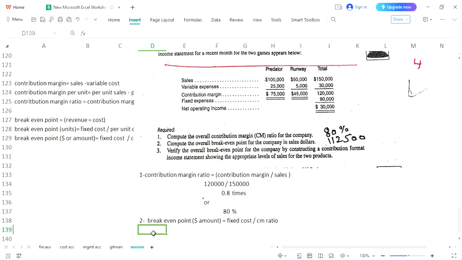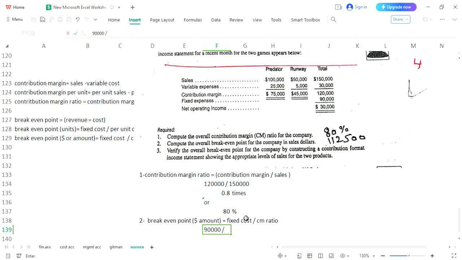As usual, I have told you there are two ways to write contribution margin ratio. The first way is to write it in terms of times. The second way is in percentage. Usually whenever you use this CM ratio in break-even point, you will always be using it in terms of times, not in terms of percentage. Okay. So fixed cost, overall fixed cost is 90,000. Put 90,000 and you are following the above formula.